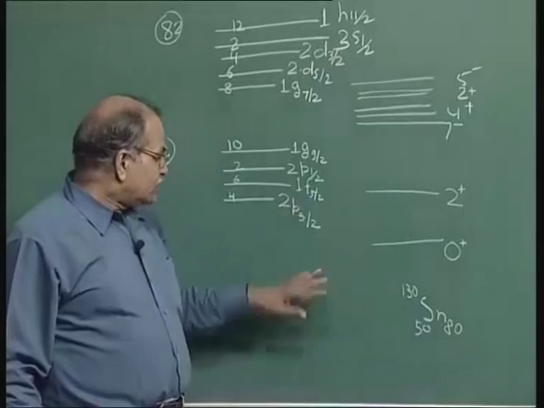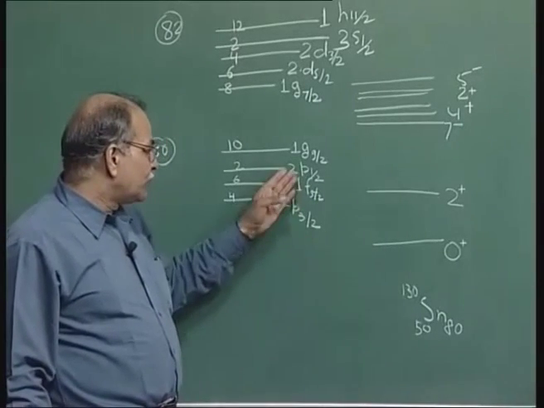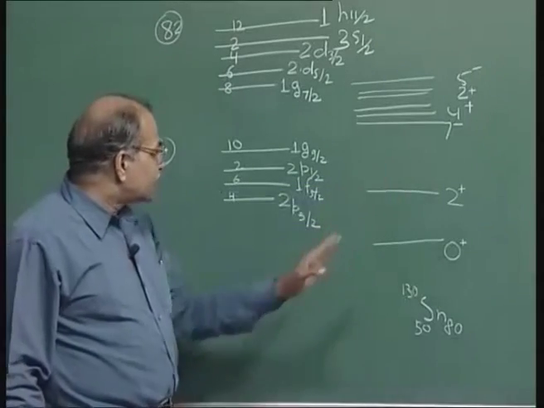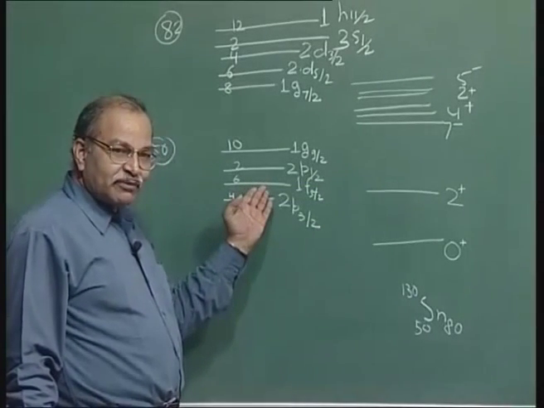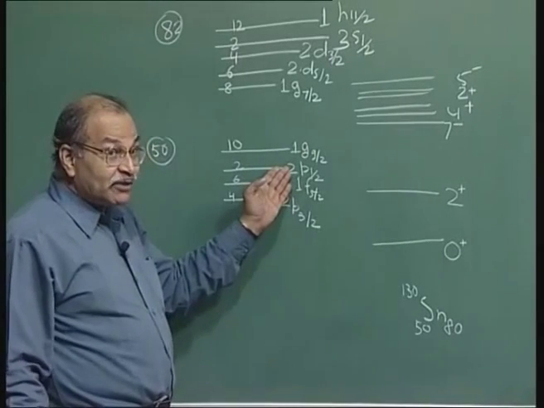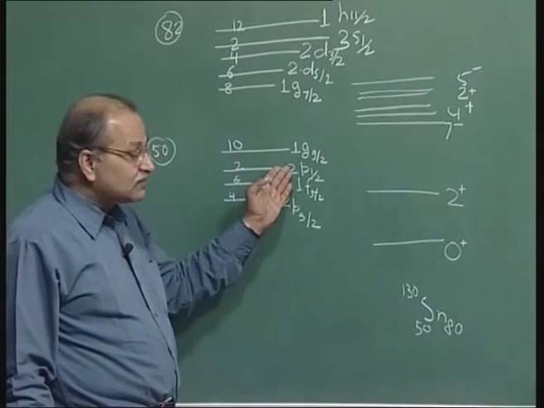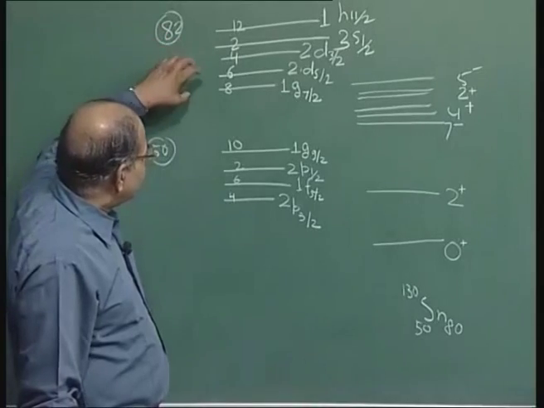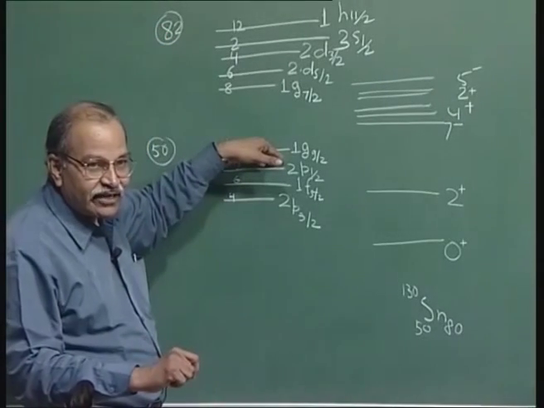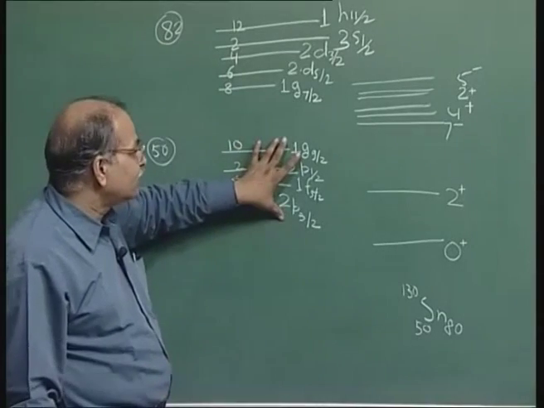2s had been in that previous shell, so 2p will be here. 1f was there, so 1f5/2 will be here, 2p, right, and 3s will not come, 3 will not come, and from the next, this g9/2 will come down and join the shell. So this is done.